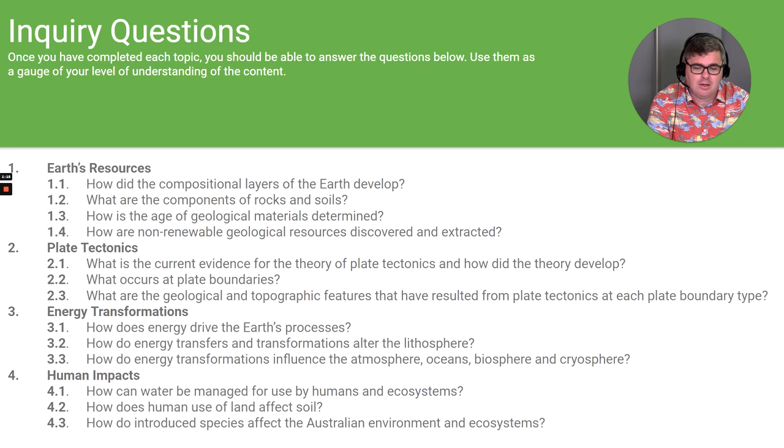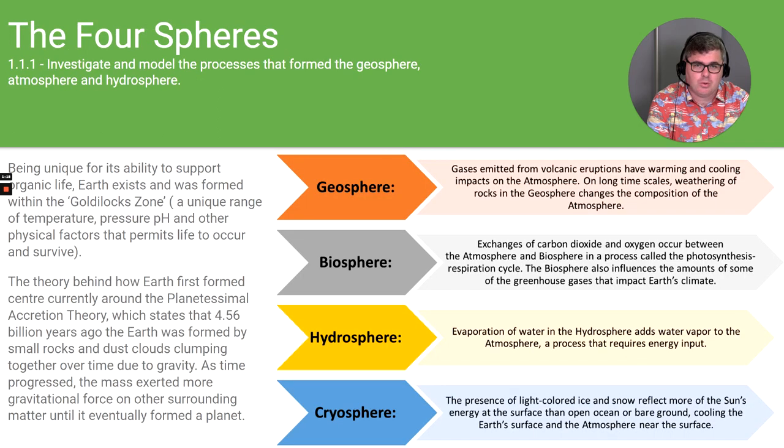Now, our first topic here is Earth's resources. So we have to start with how did the Earth begin in the first place? Originally, our planet is essentially a miracle floating in space. Our planet was just the right distance away from the sun that it had enough energy to start metabolic processes for life, but not too far away that it started to freeze over, or too close that it started to burn. So this is what we call a Goldilocks zone, a unique range of temperature, pH, pressure, and other physical factors that allows life to survive.